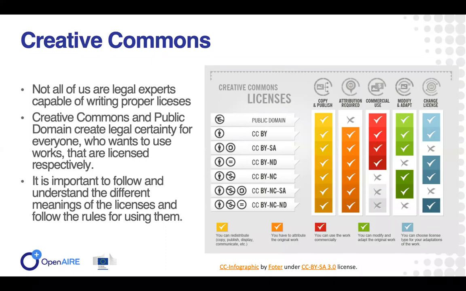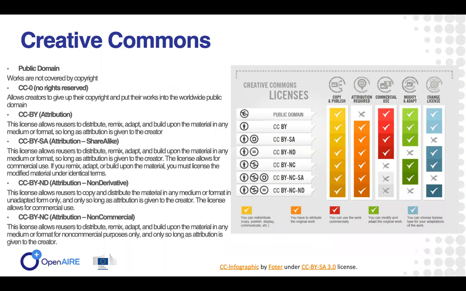Then what you can also do is tell people how they will be able to share derivative works. In this case, you can use the share alike license that makes it mandatory for people to license any modification or adaptation of your original work in the same way that you shared. Okay, so there is a summary here of all the kinds of licenses that you can find.